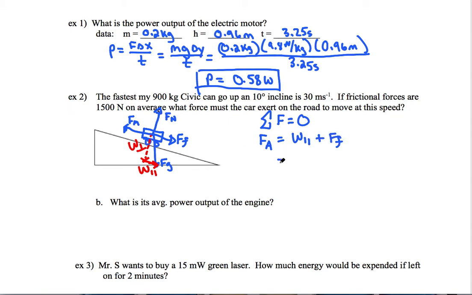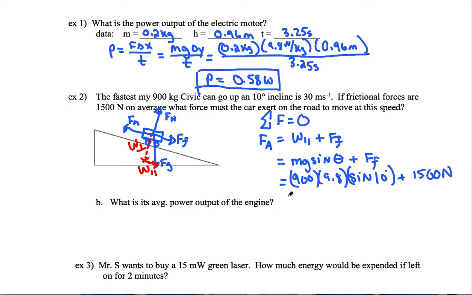If you remember how to calculate that weight parallel, it is mg times sine of the angle, plus the frictional force. If you plug in the numbers, we have 900 times 9.8 times sine of 10 degrees plus the 1500. If you work this out, I got 3010, to 3 sig figs, and that's newtons.